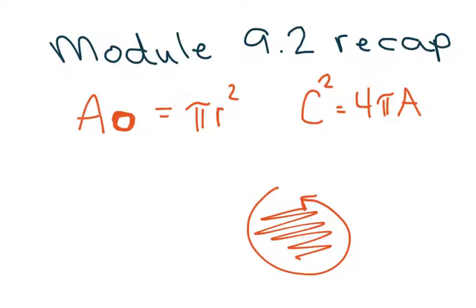And I know that we came up with the formulas for circumference in module 9.1, but we don't need that for this module right now, okay? We just are going to be talking about these two, okay?